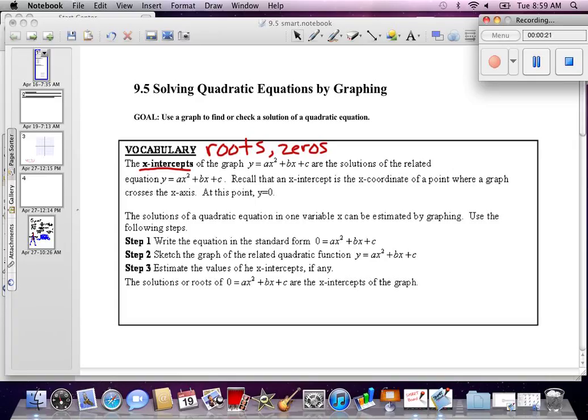Because the x-intercepts, you might want to write these down too, also called roots, zeros, and solutions. Make sure you write that down. Your book sometimes calls it roots, sometimes zeros, sometimes solutions. So you've got to write those down. The x-intercepts of the graph y equals ax squared plus bx plus c are the solutions of the related equation 0 equals ax squared plus bx plus c.